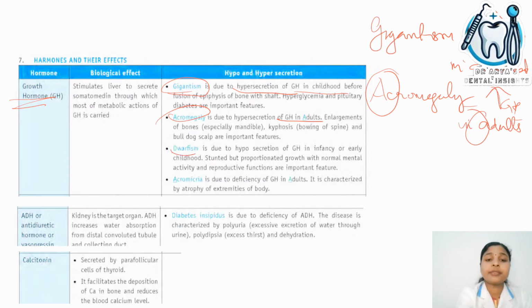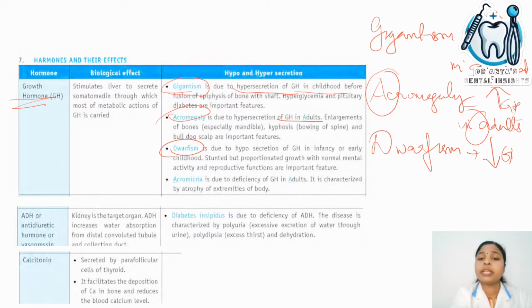Then coming to dwarfism. What is dwarfism? Dwarfism is due to hyposecretion of growth hormone in infancy or early childhood. It presents with stunted but proportionate growth, with normal mental activity and reproductive functions.